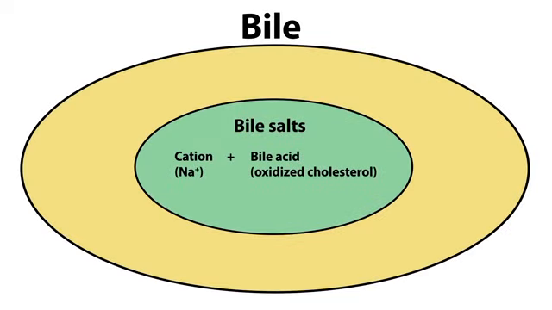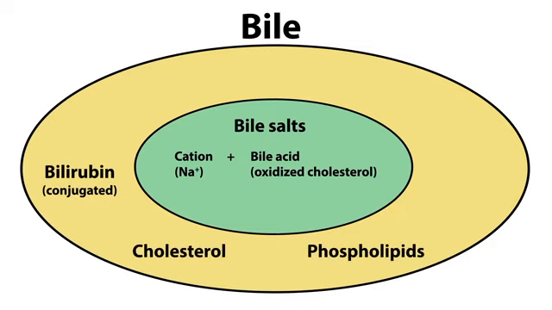But that's not all. In your bile, you also have bilirubin. We talked about that in the video on liver basics. So to review, the bilirubin in bile is derived from heme molecule breakdown from red blood cells and has to be conjugated to a glucuronyl group to become soluble before it is excreted into the bile. And then bile also contains unoxidized cholesterol and phospholipids.